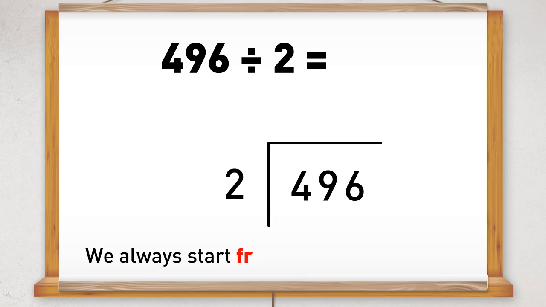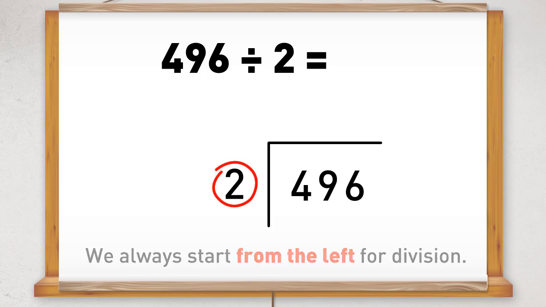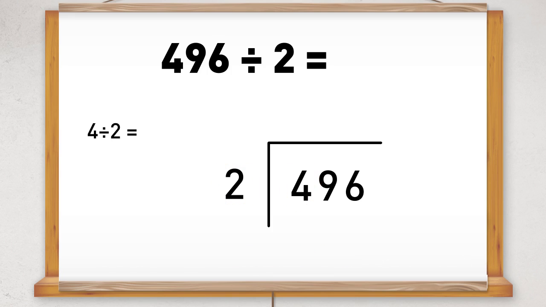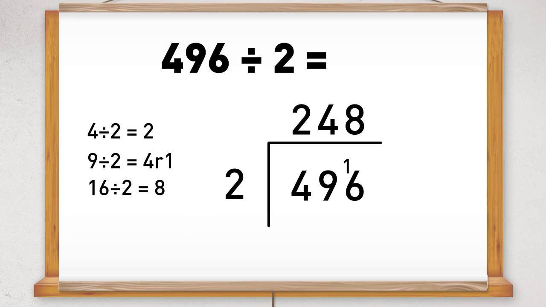We always start on the left for division, so 2 into 4 goes 2 times exactly. 2 into 9 goes 4 times, but there's a remainder of 1. We carry this 1 column to the right, so we now have 16 in that column. 2 into 16 goes 8 times. We have come to the end of the numbers with no remainders, so the answer is 248. Let's look at one more example.